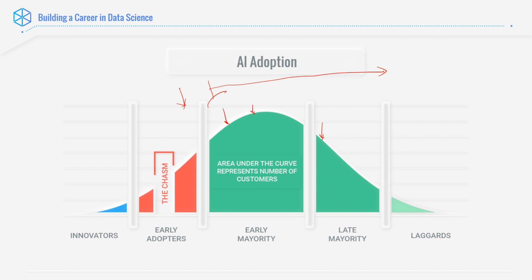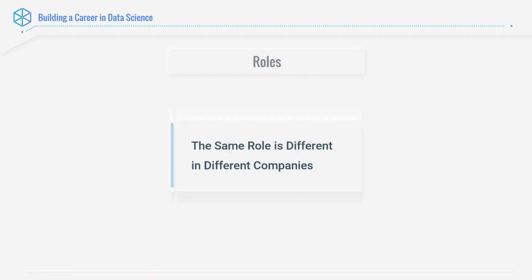What does it mean? If someone is entering now, it means they are at the early phases. But the company which had started early, that company is at late majority in its evolution of being a data science driven company, data driven company. So now if we go back here, this thing will make a lot more sense.